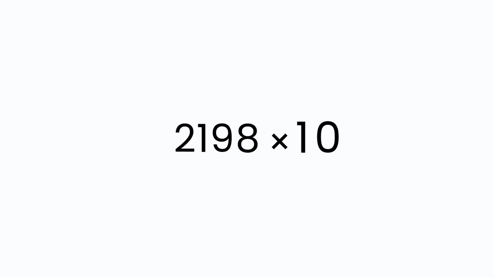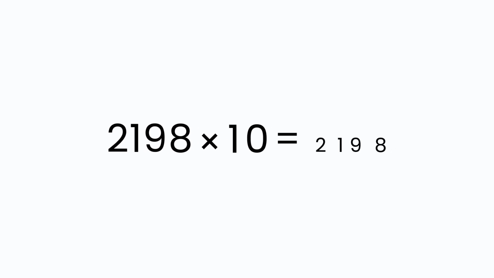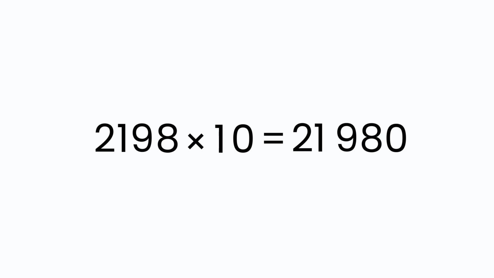2,198 times 10. 2,198 is an integer, so you can just put a 0 behind the last digit. So 2,198 times 10 equals 21,980.